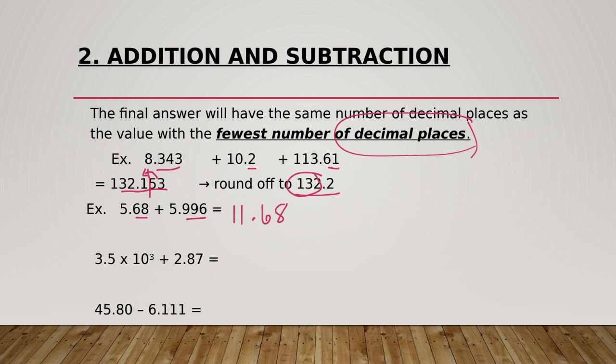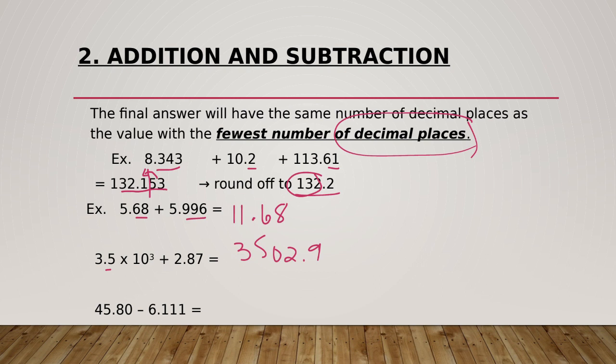11.68. Here again, I have some scientific notation. Make sure you're punching it in properly into your calculator. And even though you have scientific notation, you have 1 decimal place there. You're going to report your answer. So 3502.9 has to be rounded to 1 decimal place.